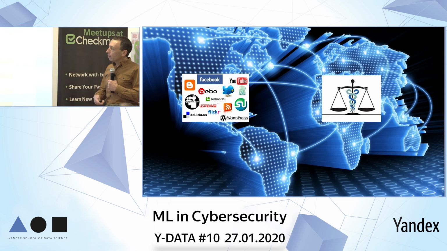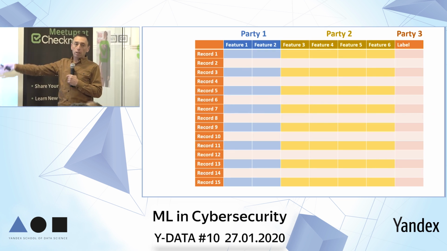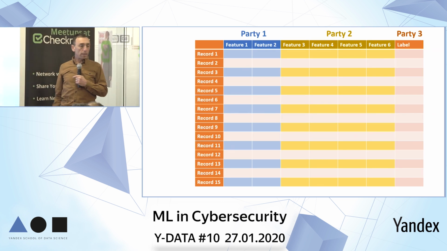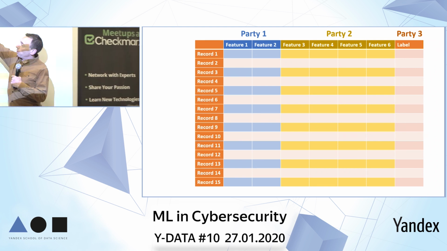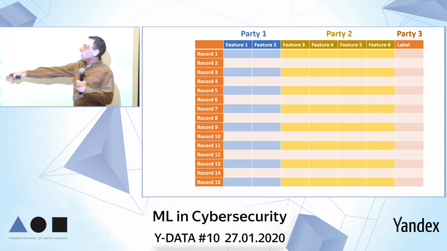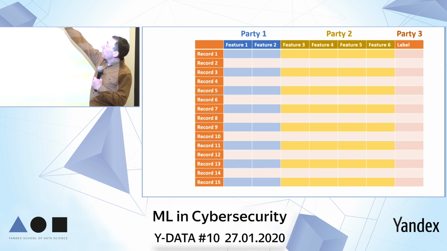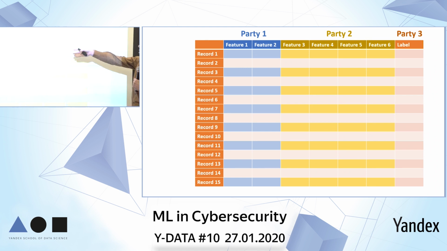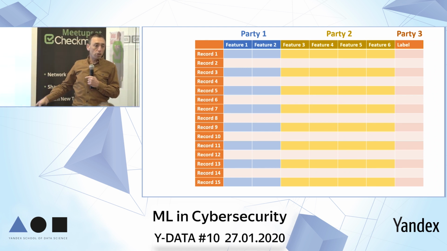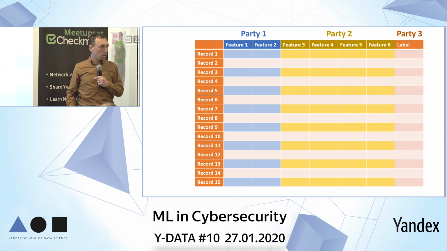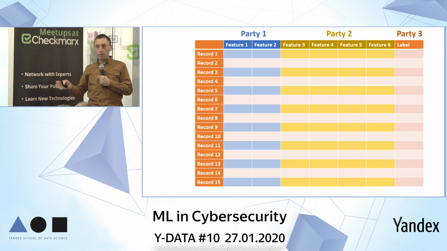So here, the data is vertically split. So we might have one party that sees these features. This could be the hospital. Facebook might see these features, and maybe we have another party that sees just the label. Okay, so this is kind of the vertical split setting.